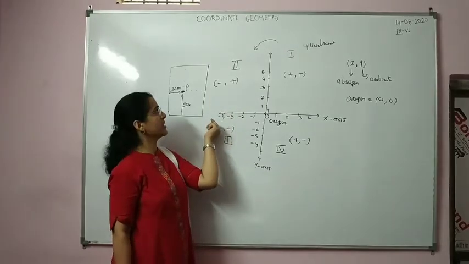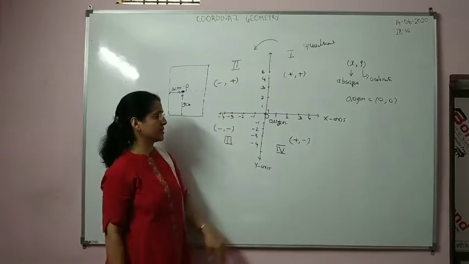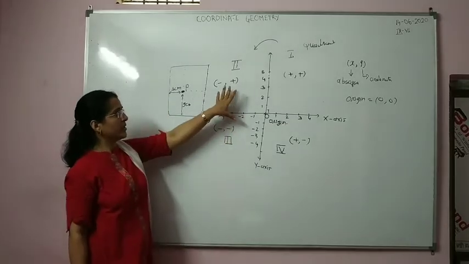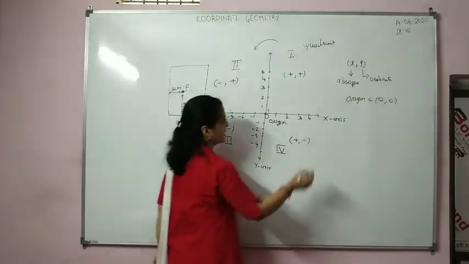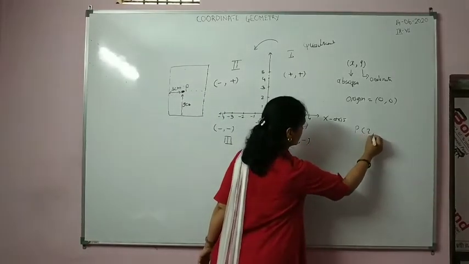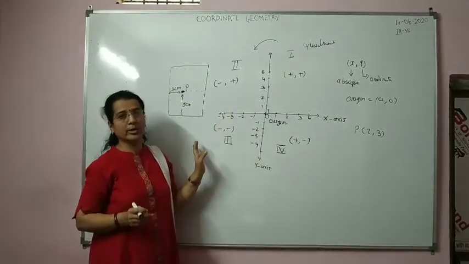Negative direction of x-axis and positive direction of y-axis, that point lies in the second quadrant. Now in this way we have taken any point along the quadrant. Now simply, if you take the point P whose coordinate is (2, 3), you just have to locate this point in the coordinate plane.